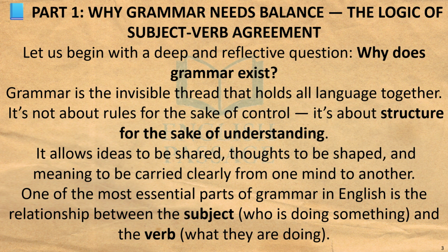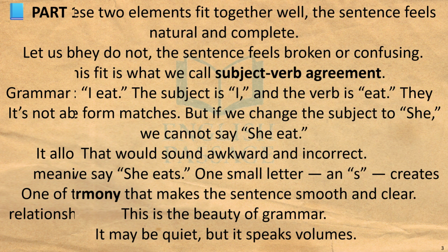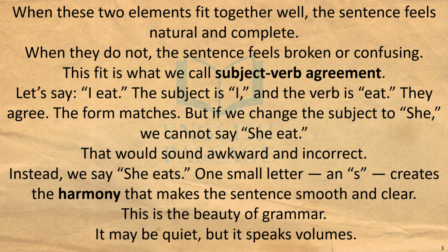One of the most essential parts of grammar in English is the relationship between the subject, who is doing something, and the verb, what they are doing. When these two elements fit together well, the sentence feels natural and complete. When they do not, the sentence feels broken or confusing. This fit is what we call subject-verb agreement.